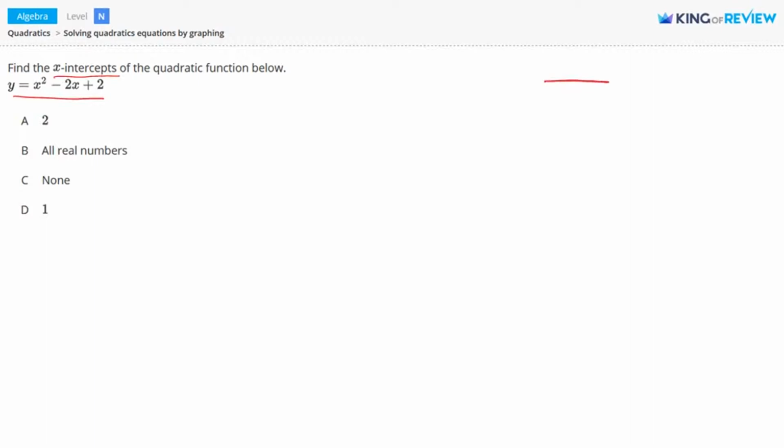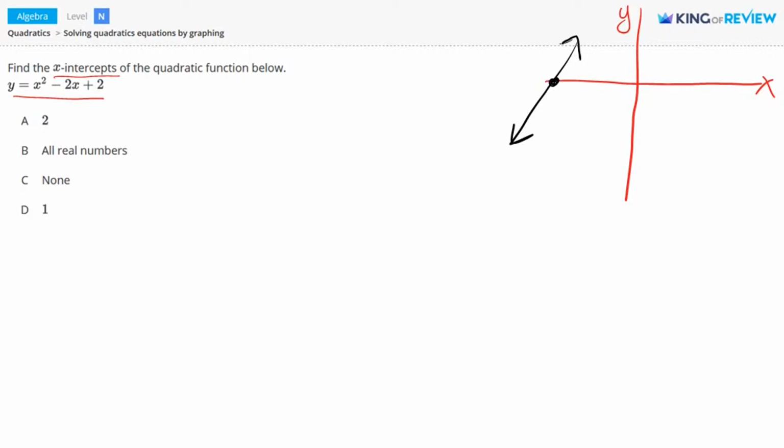Let's think about this. If we have a coordinate plane, we have our x-axis and our y-axis. And if we plot a line on this axis, let's say our line looks like this. Now looking at the x-axis, where does our graph cross over the x-axis? Well, right here. So this would be our x-intercept. X-intercept is where the graph crosses or touches the x-axis.